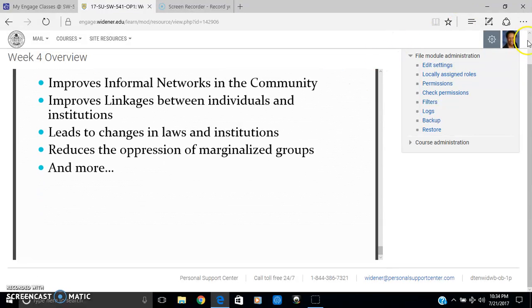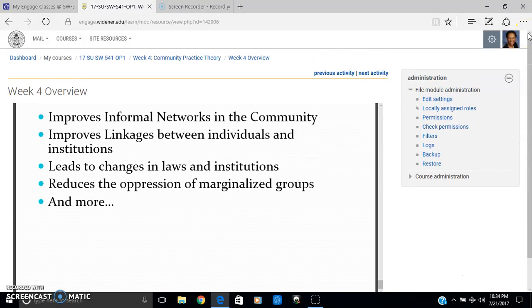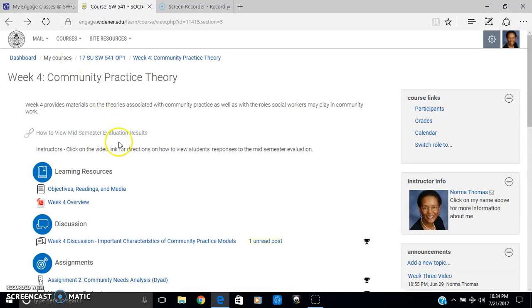So please go back and look at this PowerPoint to get a better understanding of theoretical frameworks and the resultant models for this week. There is one discussion forum for the week.